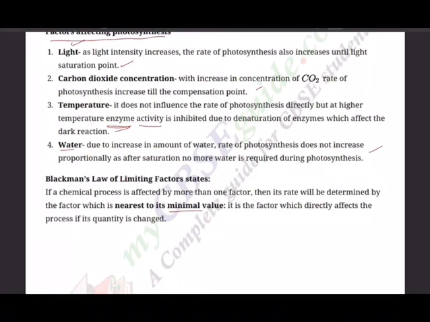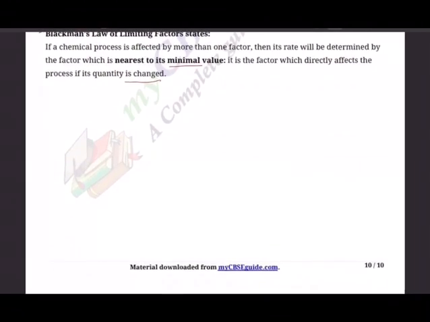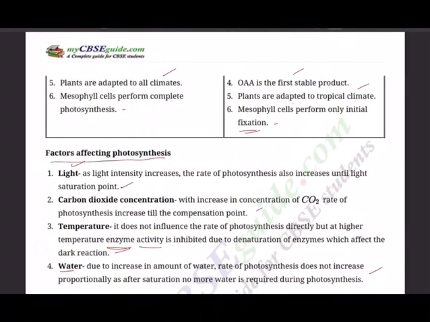It is the factor which directly affects the process if its quantity is changed. Suppose we change the carbon dioxide concentration. Will the entire chemical reaction change? Yes, definitely it changes. So that is what Blackman's law of limiting factors is. And I think with this we have come to a conclusion. We have completely revised this chapter.